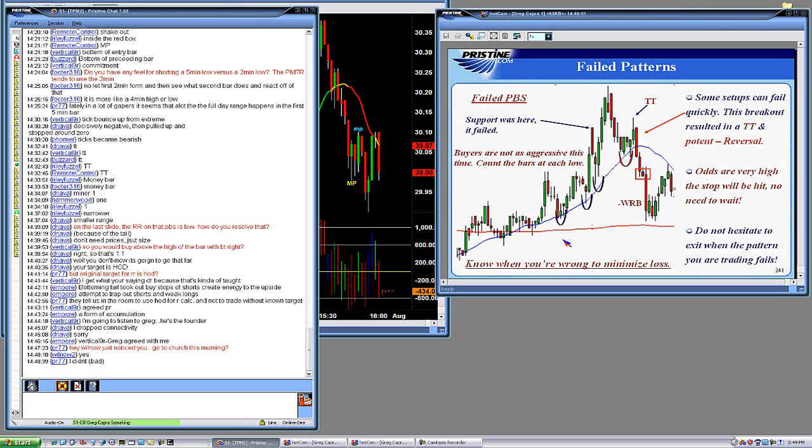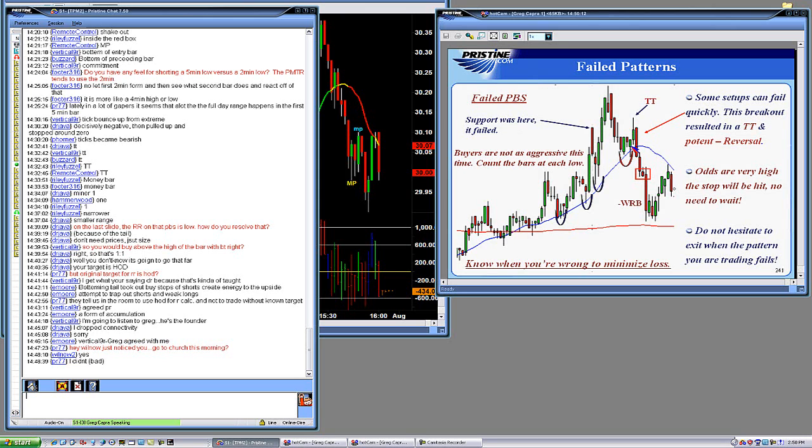At times, patterns just aren't going to work out. So, as it says, know when you're wrong to minimize your losses. Prices were in an uptrend. They pulled back, rising 20 MA, changing of the guard. Why didn't it trigger right away after that changing of the guard?